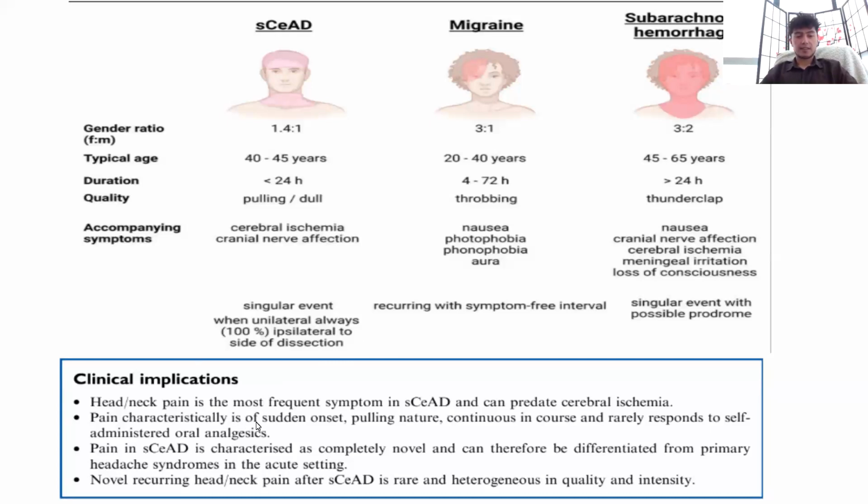Pain characteristically is of sudden onset, pulling nature, continuous in course, and rarely responds to self-administered oral analgesics, as I mentioned before. Pain in cervical artery dissections is characterized as completely novel and can therefore be differentiated from primary headache syndromes in the acute setting. And novel recurring head or neck pain after cervical artery dissection is rare and heterogeneous in quality and intensity.